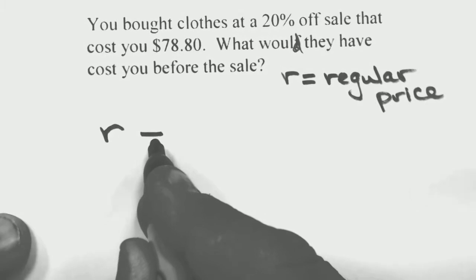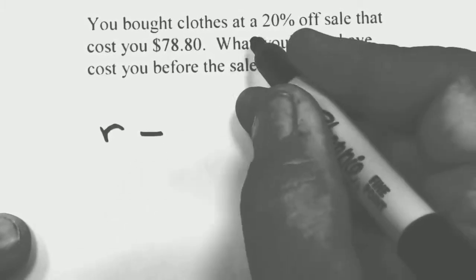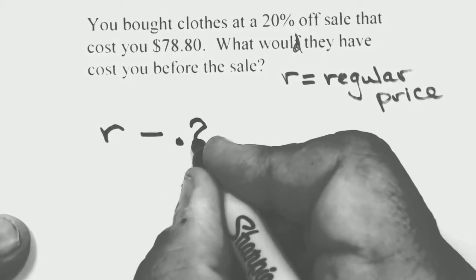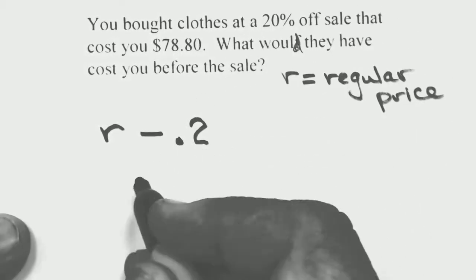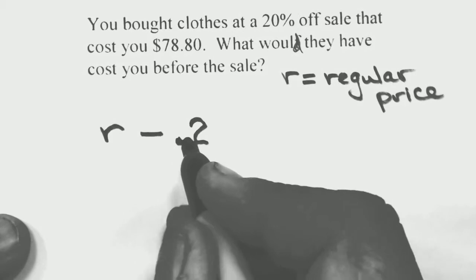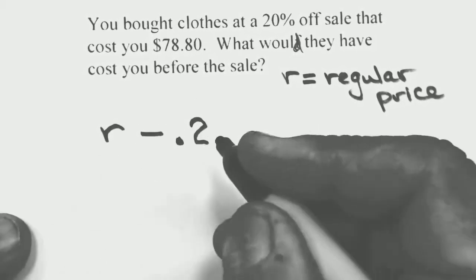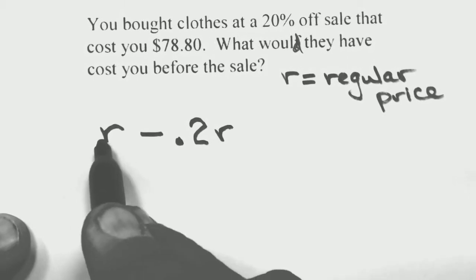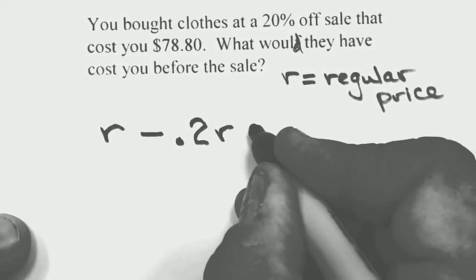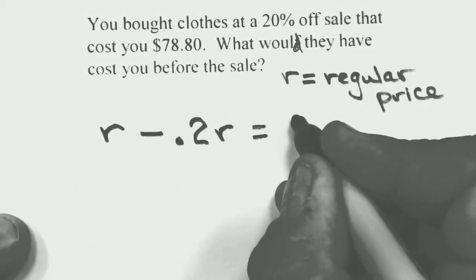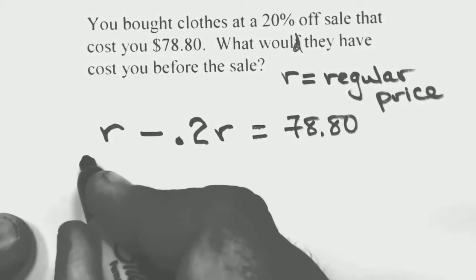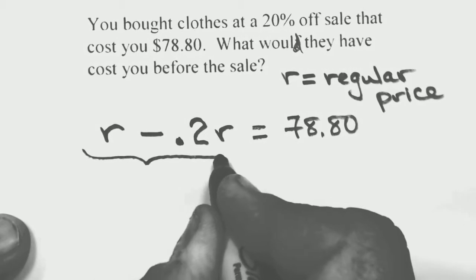Because the discount is reducing the price. Well, again, this is 20% off, so minus 0.2, that would be the 20% as a decimal. But remember, of course, it's 20% of the regular price, so 0.2 times R. So the regular price minus what you save equals what you pay at the sale, 78.80. Okay, now, remember, we combine these guys.